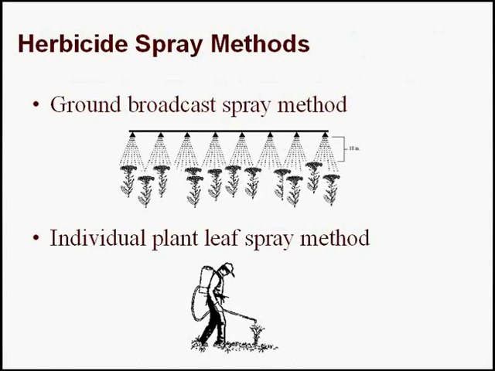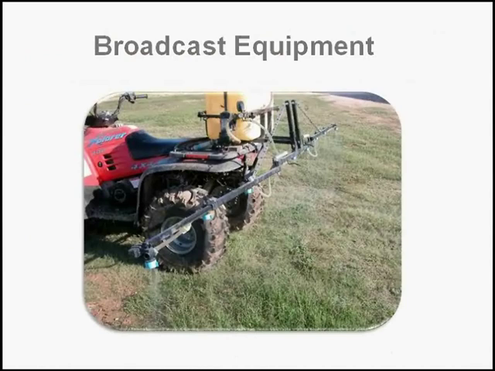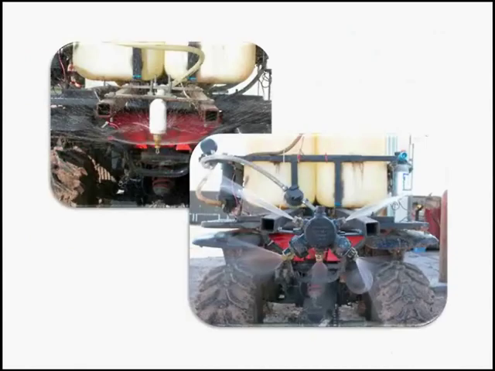So we're going to talk a little bit about these 2 methods. The first, broadcast equipment, like I said, you're going to have probably fan nozzles on some sort of a boom, but you could also have these boomless nozzles. There's some that get up to like a 15-foot swath pretty effectively. So check those out if that's of interest to you.